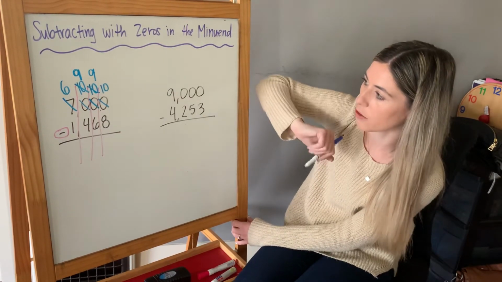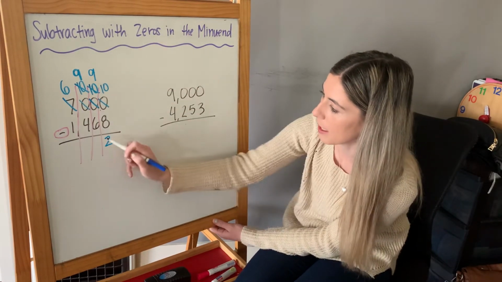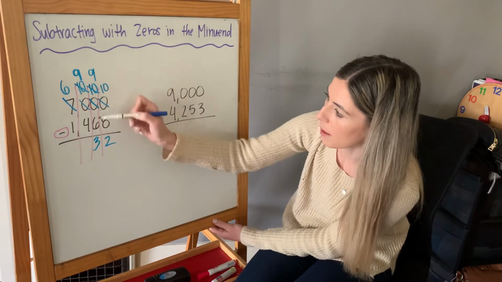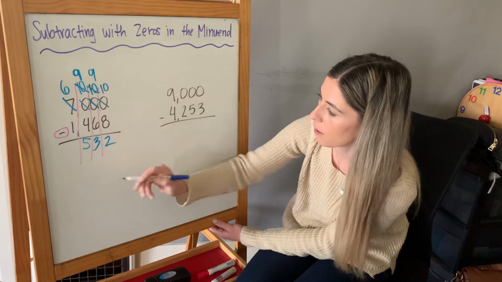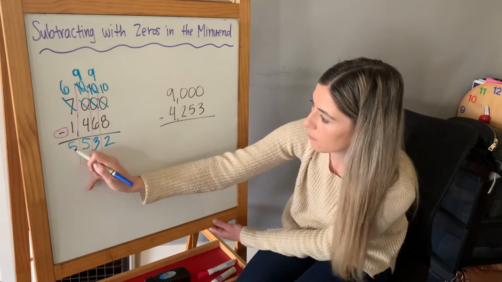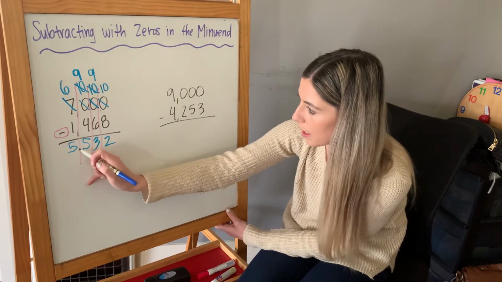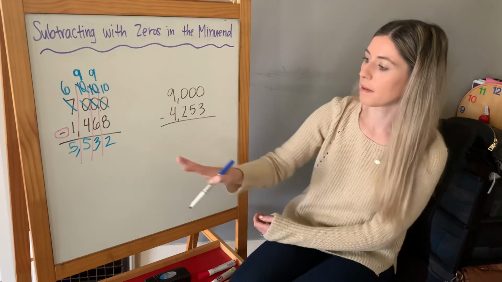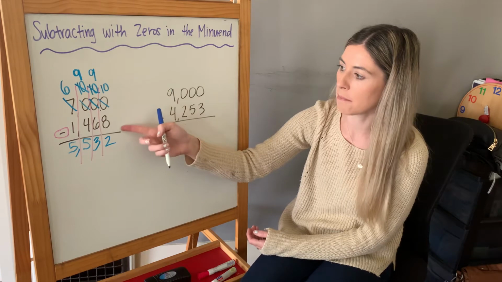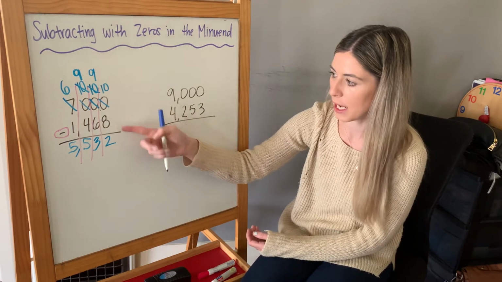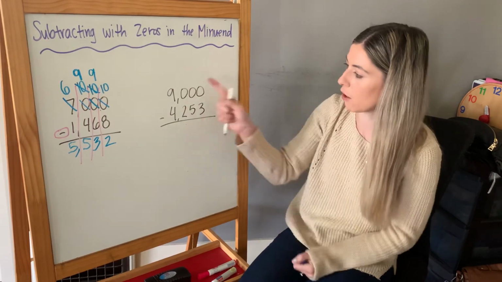10 minus 8, can I do that? Yes, it's 2. 9 minus 6, can I do that? Yes, it's 3. 9 minus 4, can I do that? Yes, it's 5. And 6 minus 1, can I do that? Yes, that's also 5. Then I go 3 places over, starting on the right, 1, 2, 3, and I put my comma. And my answer is 5,532. So 7,000 minus 1,468 is 5,532.